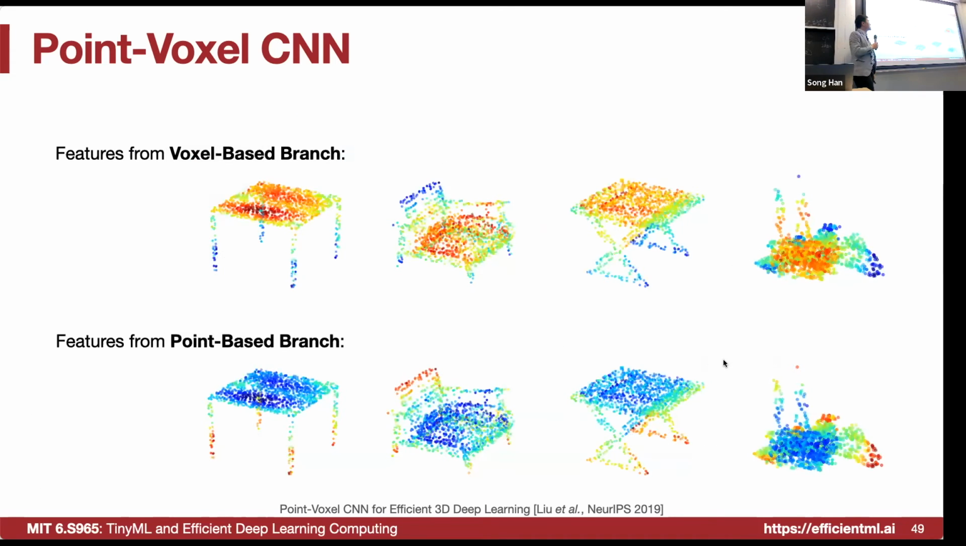So let's visualize the voxel branch versus the point branch. The point branch is exactly capturing those edges and details, versus the voxel branch, which has coarser granularity and is capturing the big picture, like the large areas.